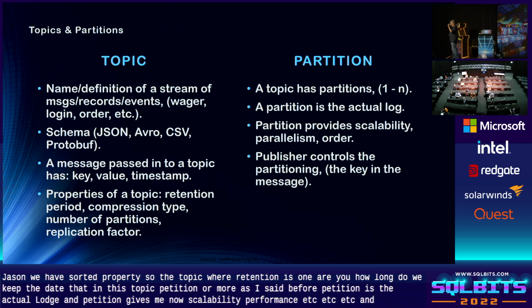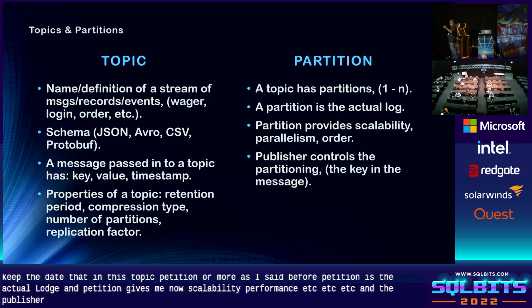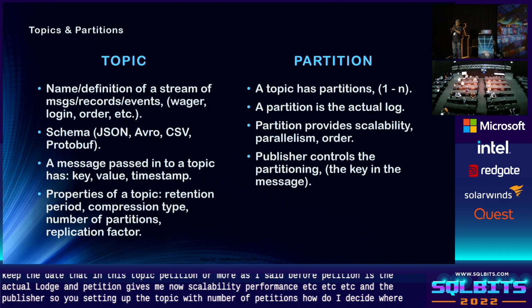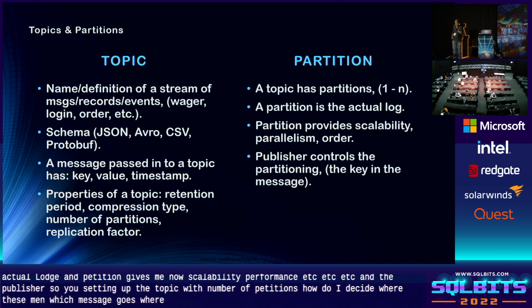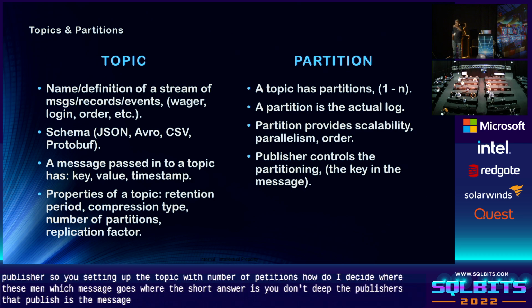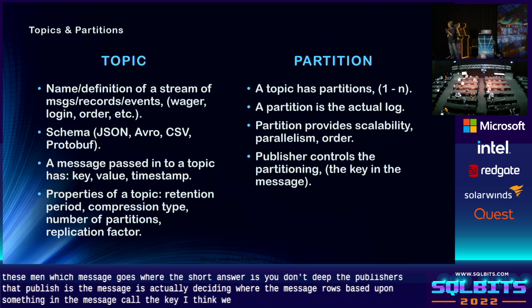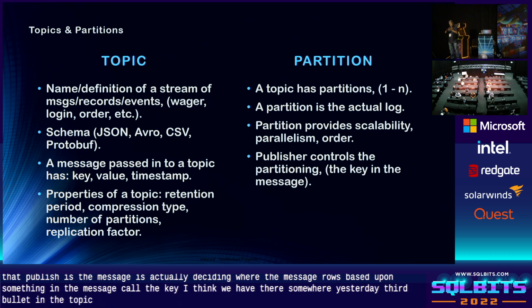And the publisher: you're setting up a topic with X number of partitions. How do I decide which message goes where? The short answer is you don't. The publisher, the Kafka client that publishes the message, decides where the message goes based upon something in the message called the key. I think we have it here somewhere. Yes, the third bullet in the topic. So the message has a key. That is the key we're talking about.